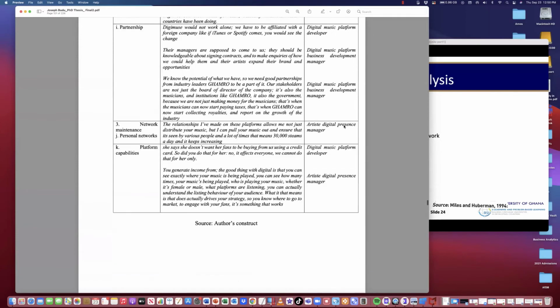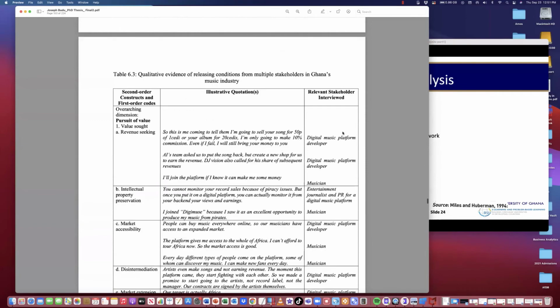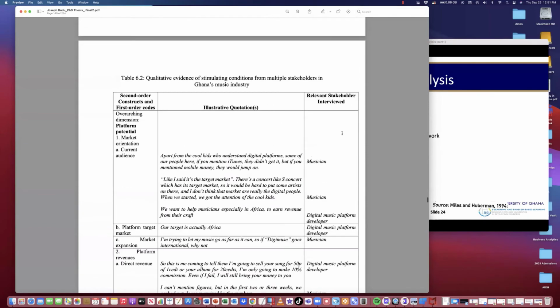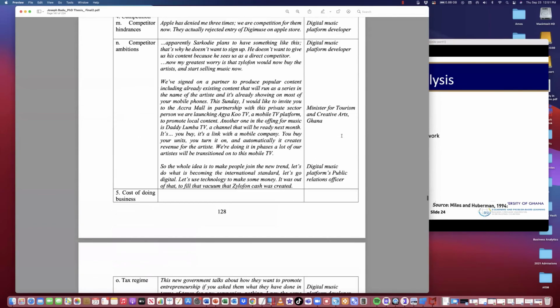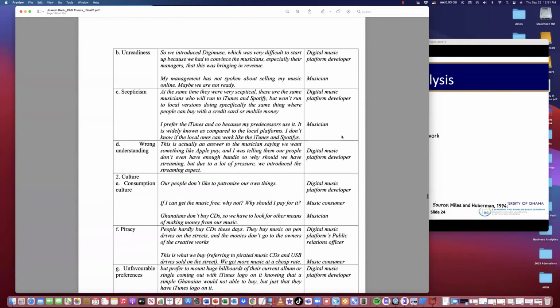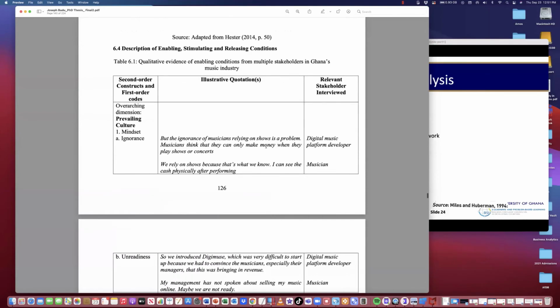Listen to it. The first order was... let me use the same thing that you just mentioned. Let me see if I can find that one. Yeah, this is it. The first one was generating the first order code. When you combine the first orders, then you get the second order. So mindset consists of ignorance. This is not ignorance. You read it. We rely on shows because that's what we know.